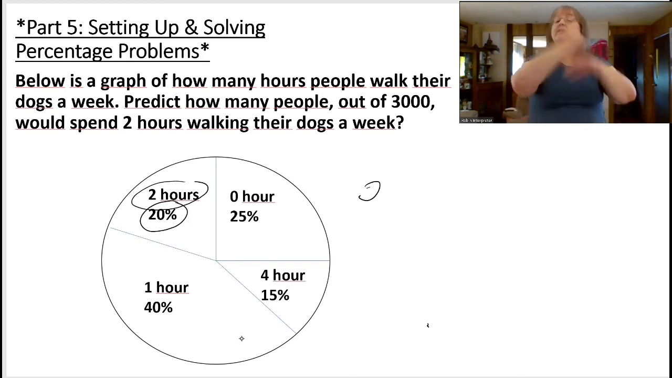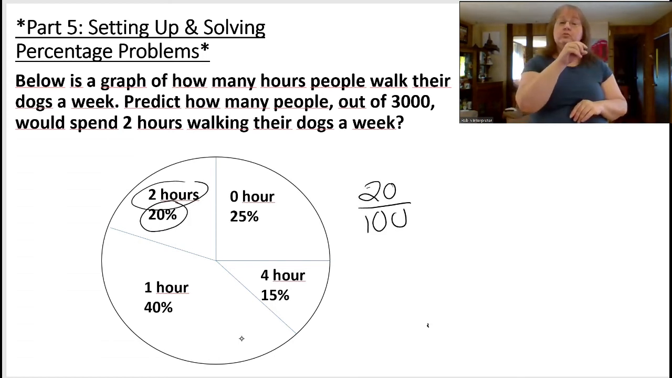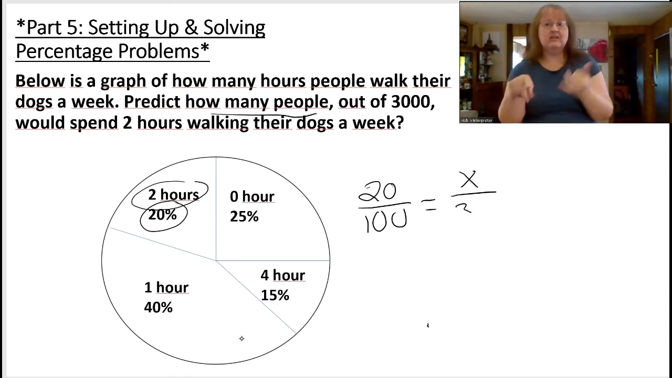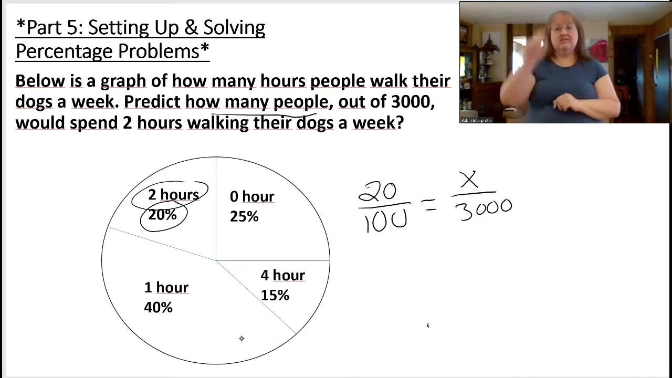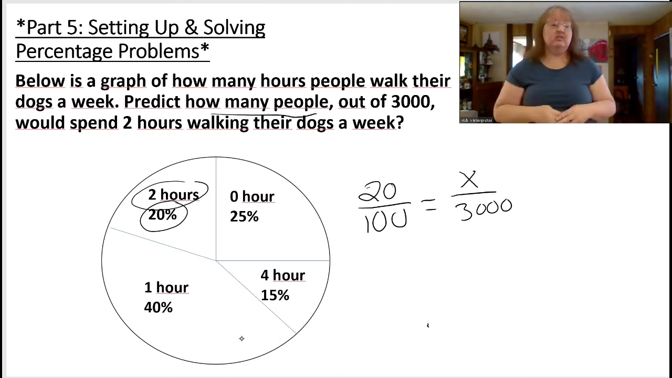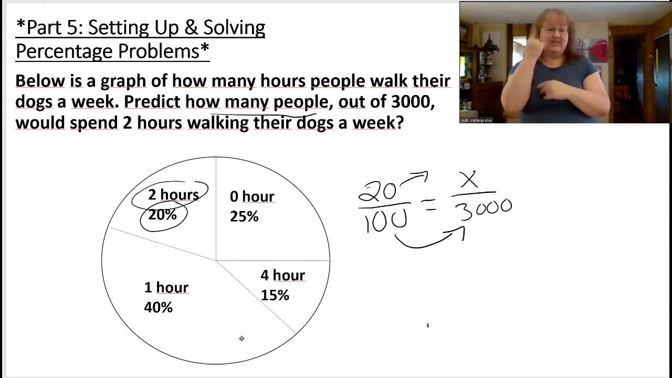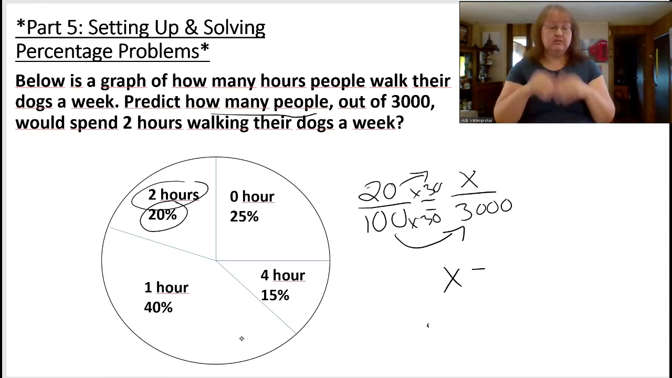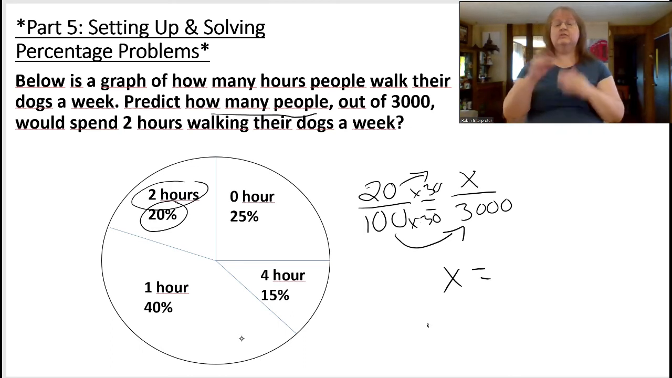Ooh, percent's always over 100. 20 over 100 is the same thing as how many people out of 3,000. And then you can do your butterfly method or multiply to see what you can get across. So always check to see if you can multiply something first before you use a butterfly method to make it easier. Okay, so if you multiply by 30, 30 times 30, x equals, so 20 times 30 equals 600.